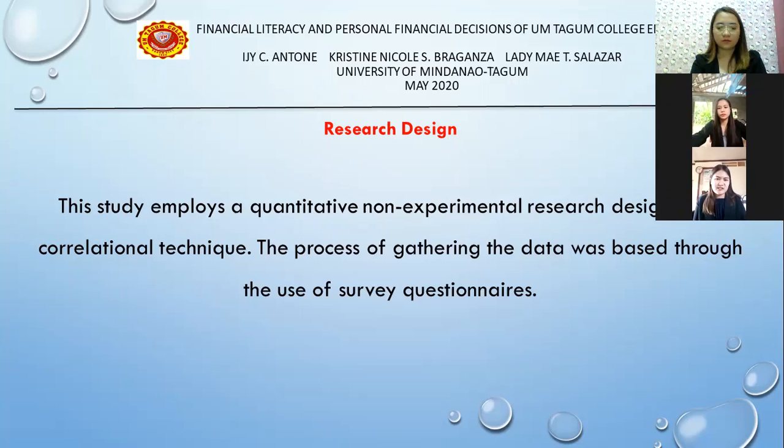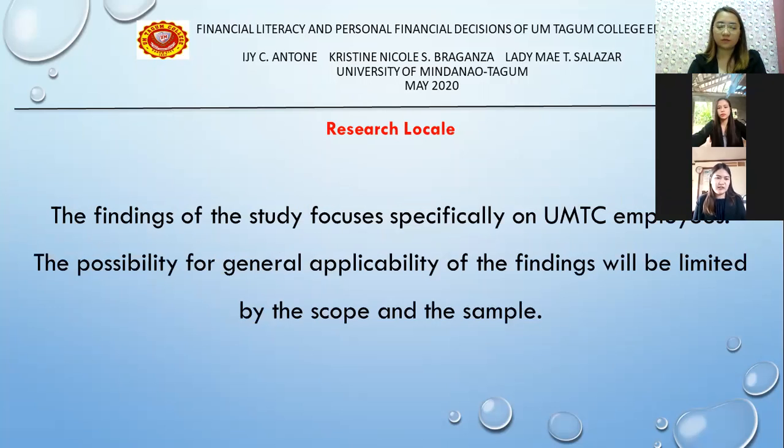So next is research locale. So the findings of the study focus specifically on UMTC employees. The possibility for general applicability of findings will be limited by the scope and the sample.